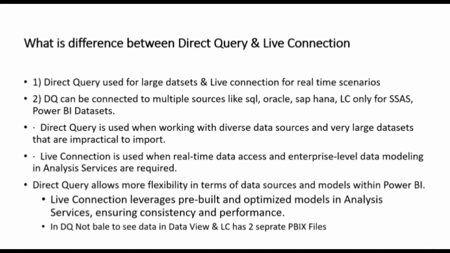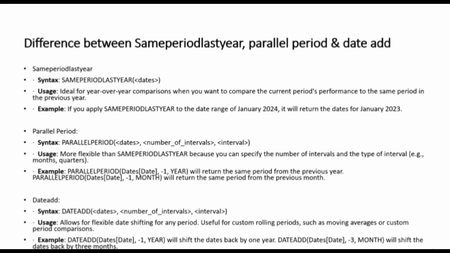I have worked on live connection, and I know that the report PBIX file and the dataset PBIX file are different in live connection. Whatever measures and changes you have to make, you do in the dataset PBIX file and then publish it, and make sure it is repointed correctly to the report dashboard PBIX file. Only then will it show the changes you have made in the dataset or measures. Okay, these are the 3-4 differences between direct query and live connection.